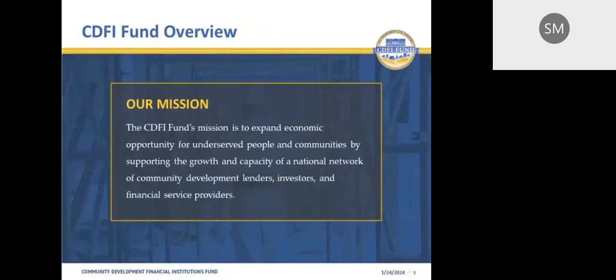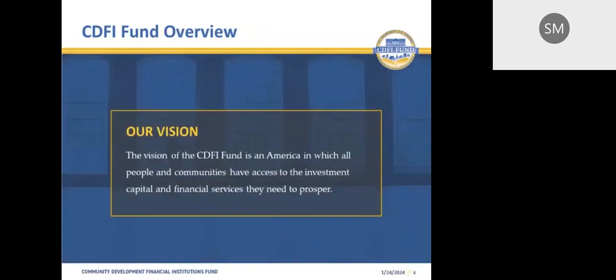To begin with, the CDFI Fund's mission is to expand economic opportunities for underserved people and communities by supporting the growth and capacity of a national network of community development lenders, investors, and financial service providers. Our vision is an America in which all people and communities have access to the investment capital and financial services they need to prosper.